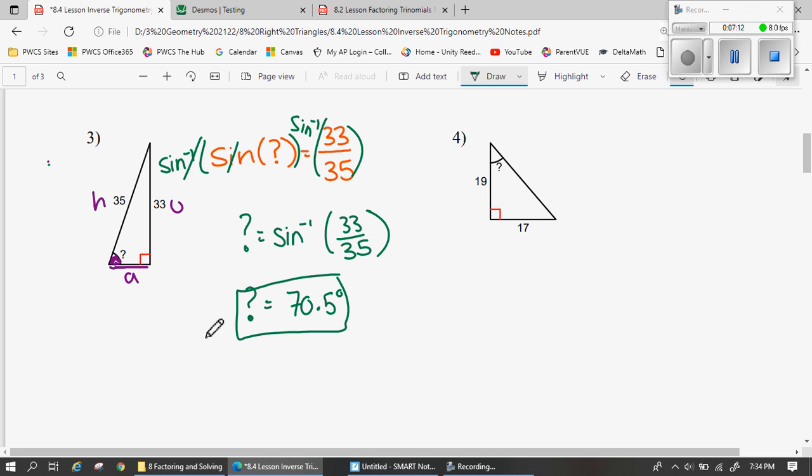So again, we start these things the same way. We label our sides O, A, and H based on the angle of interest. Last time it was an angle measure we knew and we used to find a missing side. This time it's an angle measure we want to know. We want to know how big this angle is based on the side lengths.